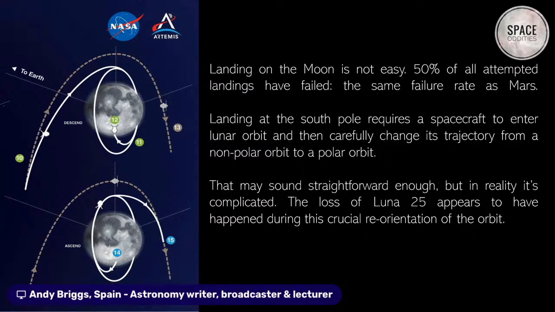50% of all attempted landings on the moon have failed, and you may know that that's exactly the same failure rate as Mars, funnily enough, in a weird cosmic coincidence. So what you have to do, you have to put your spacecraft into a normal, inverted commas, orbit around the moon, a non-polar orbit, and then over time slowly change its orbit so that it becomes a polar orbit. Sounds easy, but actually it's quite complicated. And the loss of Luna 25 appears to have occurred during this crucial phase of changing the orbit into a polar orbit, ready for landing. We don't know exactly, but it looks like that's what happened.